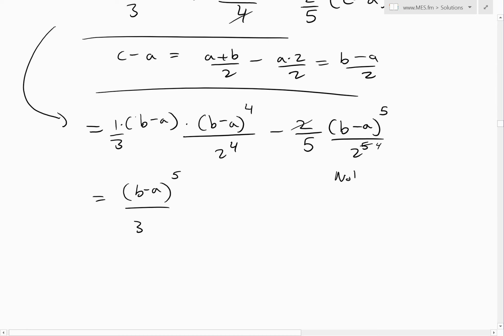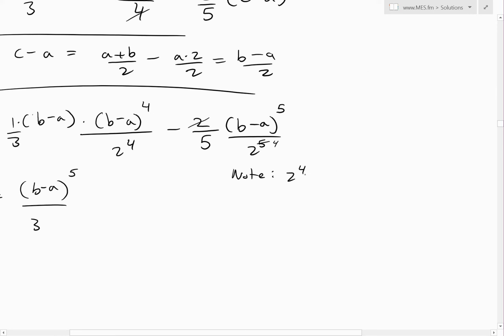Note, 2 to the 4 equals 2 times 2 times 2 times 2. This is equal to 4, then 8, and then 16. So that equals 16.